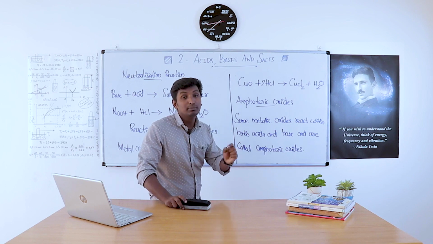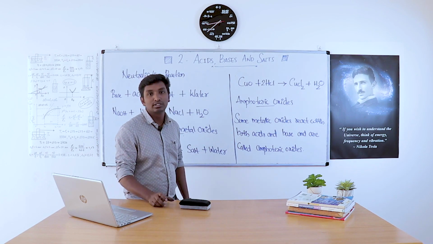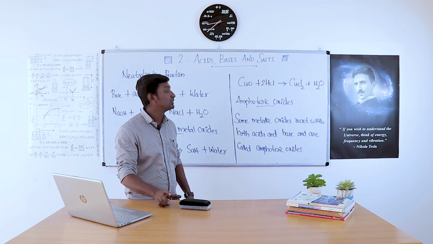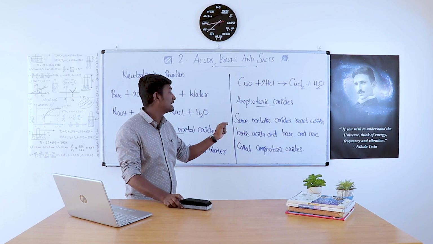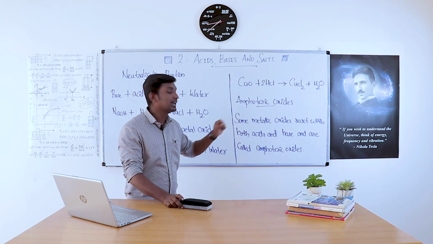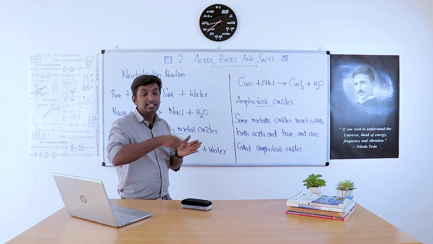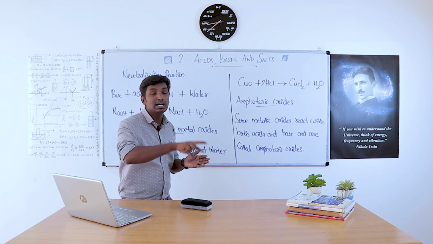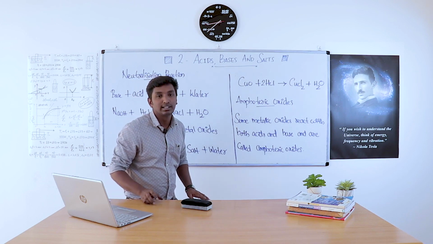So what do you mean by an amphoteric oxide, or what is an amphoteric oxide? How can we answer the question? Some metallic oxides react with both acids and bases and are called amphoteric oxides. Those metallic oxides reacting with both acids and bases are known as amphoteric oxides.